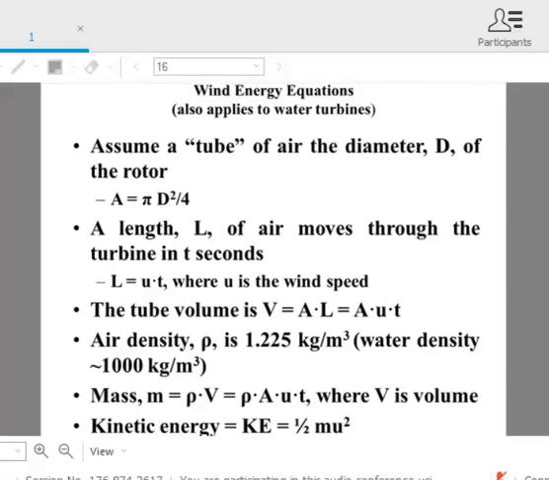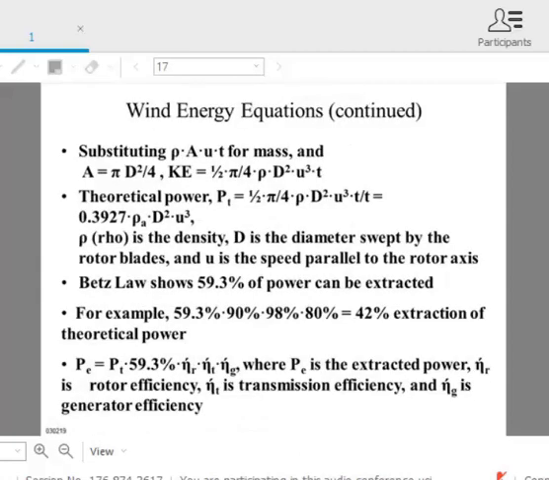So mass is density times volume, rho A U T, and we know the kinetic energy is half m v square, or m u square. So here we will place that mass, and then the formula will convert like this. The theoretical power is this one, rho is the density, and there is a Betz limit.